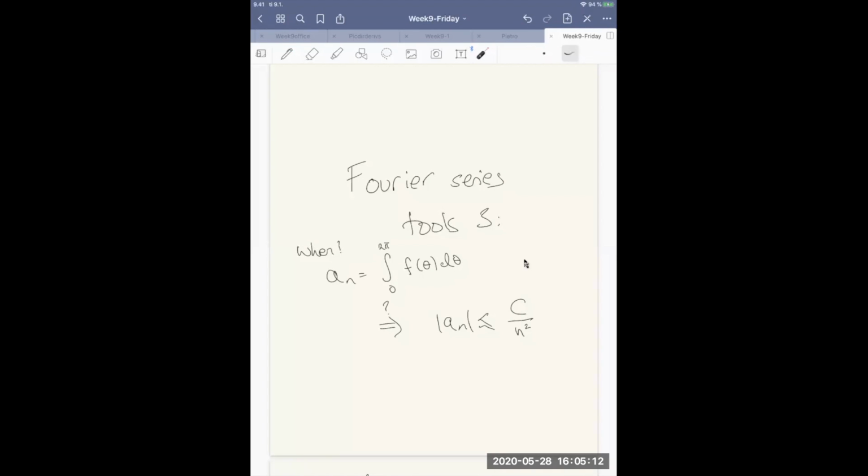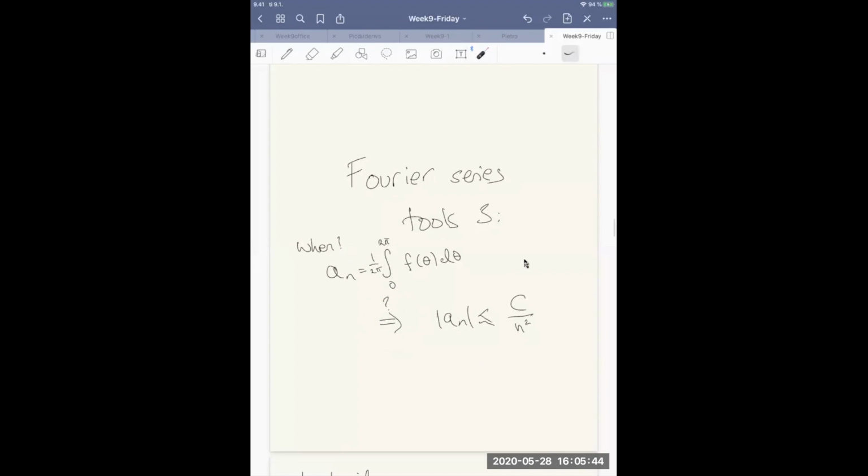So the second tool that we discussed in the previous video, Fourier series tool 2, we said that if the series has coefficients decaying fast enough, then we know that the Fourier series converges. But the question is, when do these coefficients, which we have already discovered are given by a certain formula, decay as we would like? So when does this hold? This is our third tool.